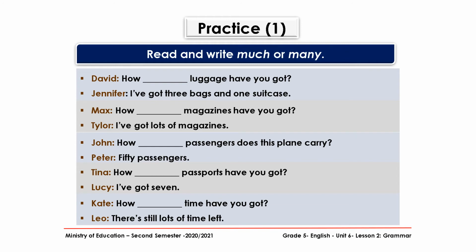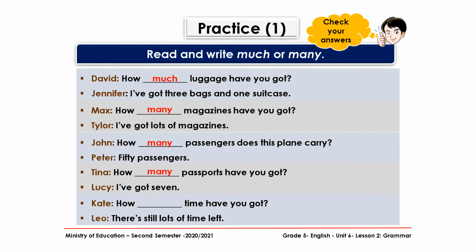For the first question, we used much. How much luggage have you got? Because luggage is uncountable. For number 2, how many magazines have you got? 3, how many passengers does this plane carry? 4, how many passports have you got? 5, how much time have you got?